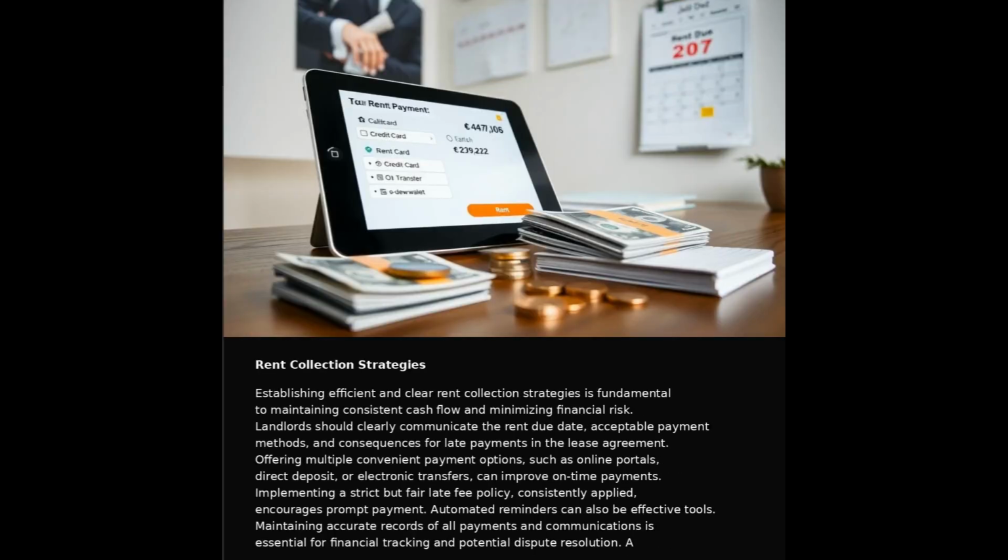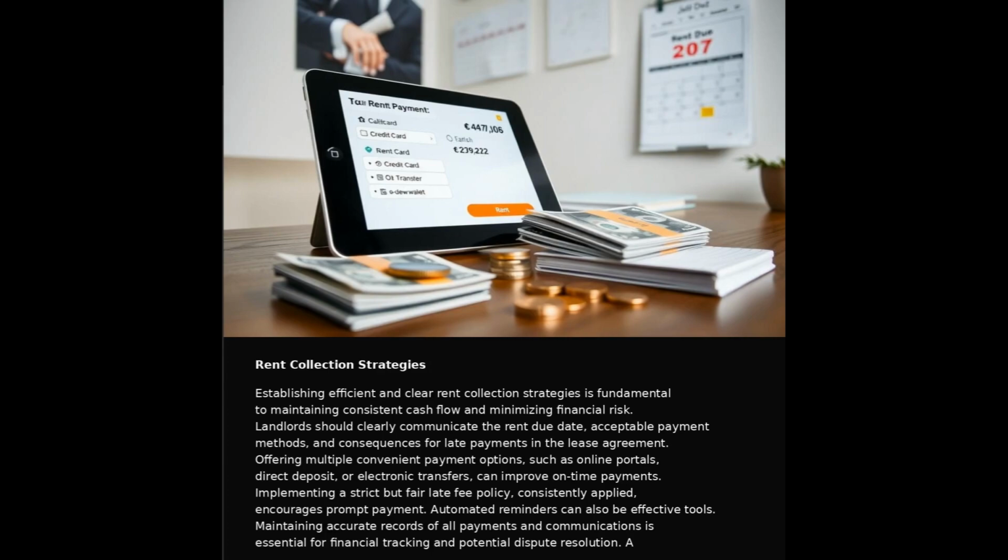Rent collection strategies. Establishing efficient and clear rent collection strategies is fundamental to maintaining consistent cash flow and minimizing financial risk. Landlords should clearly communicate the rent due date, acceptable payment methods, and consequences for late payments in the lease agreement. Offering multiple convenient payment options, such as online portals, direct deposit, or electronic transfers, can improve on-time payments. Implementing a strict but fair late fee policy, consistently applied, encourages prompt payment. Automated reminders can also be effective tools.